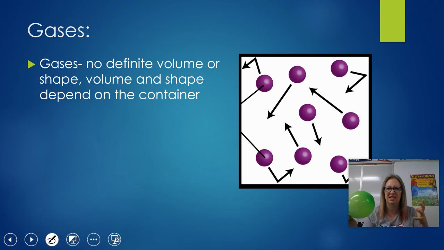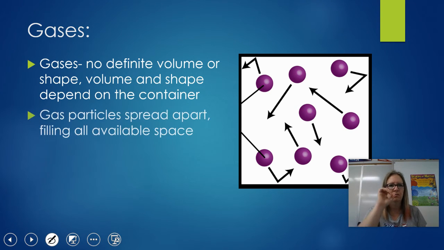But inside of the container now, those gas particles are spreading out. They're filling the container, and they're actually hitting the outside of this container. That's why a balloon stays inflated, because the gas particles are actually hitting the outside of it. We're going to talk a lot more about that in section 2, okay? But by definition, a gas has no definite volume or shape. It depends on the container, okay?